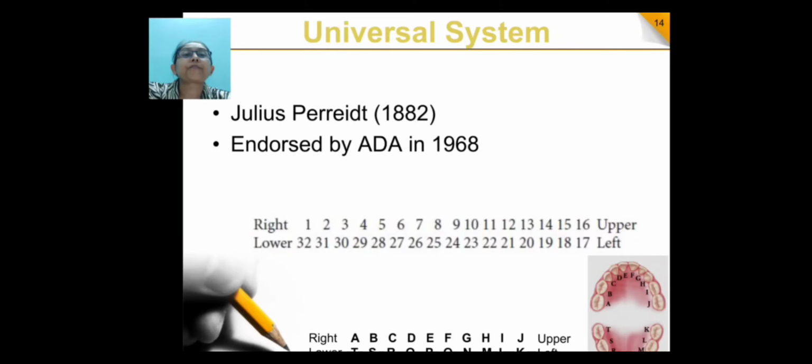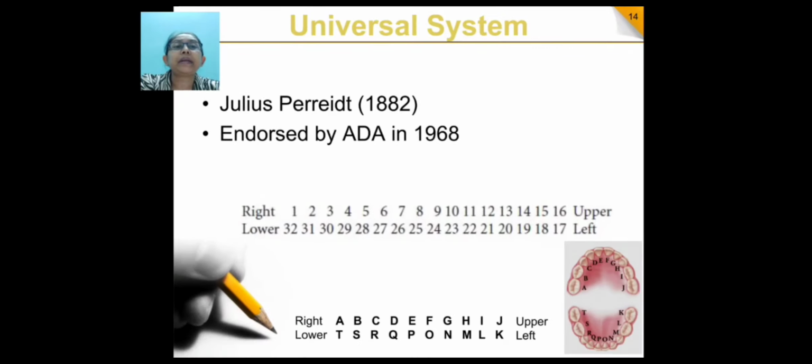Following this, because of the constant repetitiveness in the Zsigmondy system, Julius Parade in 1882 came up with a universal system. This was endorsed by the ADA in 1968, wherein he gave a consecutive set of numbers from 1 to 32. This number started from the upper right side of the jaw, extended towards the upper left, dropped down to the lower left, and then ended in the lower right jaw.